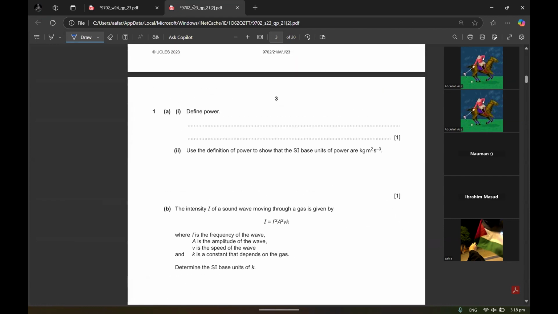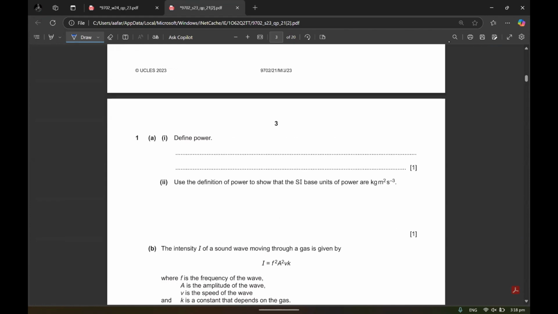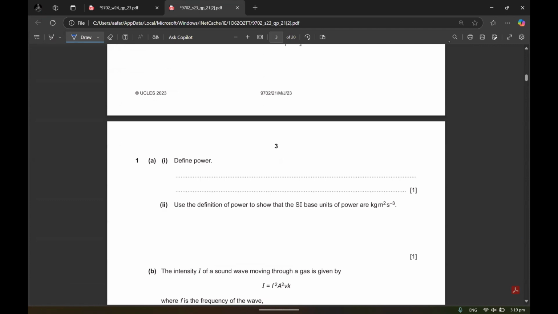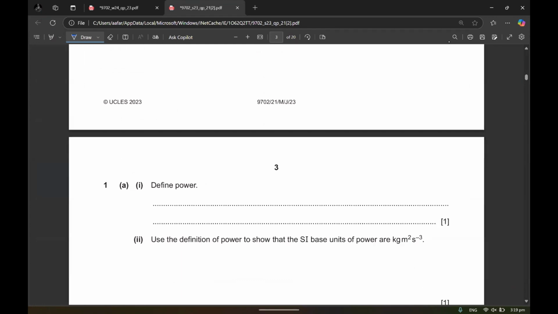Define power. Okay, so we mentioned this yesterday as well. Usually the first question gives you a glimpse of what the whole question is going to be about. So if the first question is asking about power, that means the whole question is going to be around work, energy, and power.